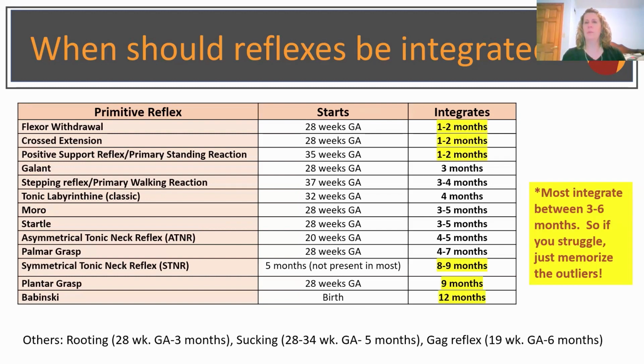Most of them integrate between 3 and 6 months. So I think as long as you know the outliers, okay, there's these 3 that integrate early, there's these 3 that integrate late, you will be fine if they ask you about the integration of these, okay?